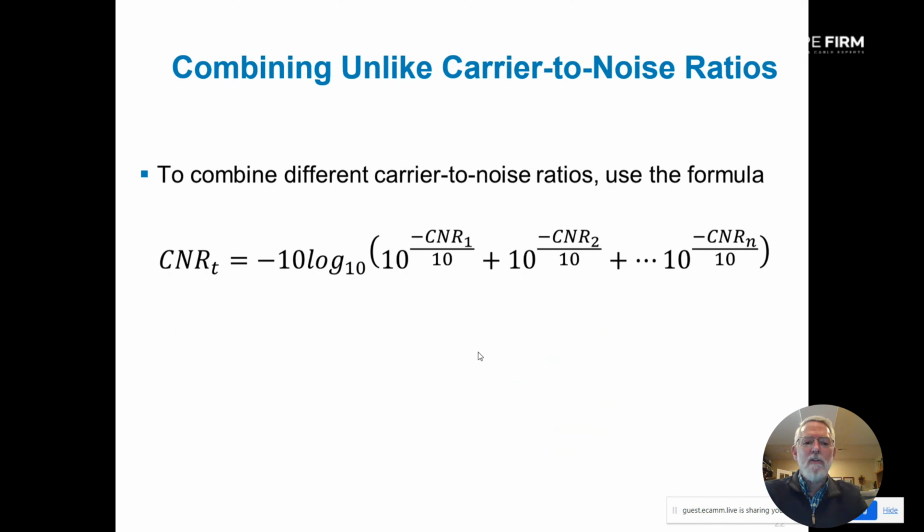And you use this formula. You notice it's got minus signs in front of these numbers to make the answer come out right. But this carrier to noise ratio total equals minus 10 times the logarithm of, and then parens, you've got all the numbers there, where that subscript n at the end would be the number of the nth carrier to noise ratio. So this is the first carrier to noise ratio, the second, third, fourth, and whatever. And then the n is the nth carrier to noise ratio.